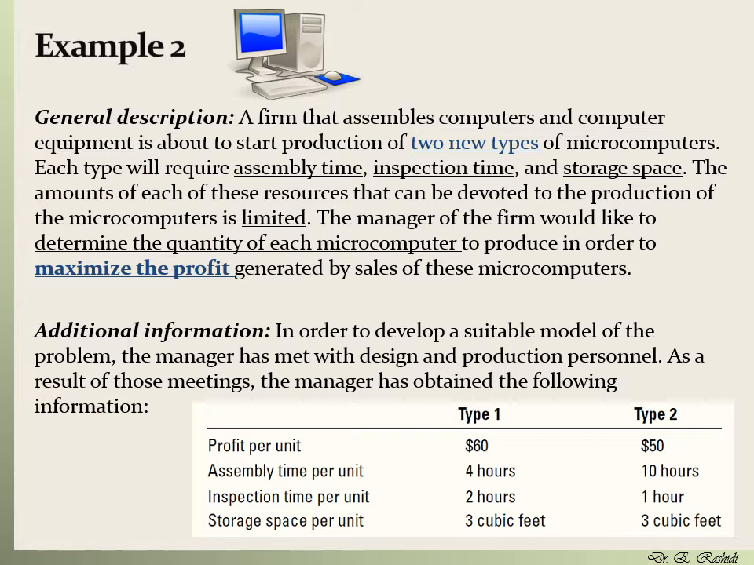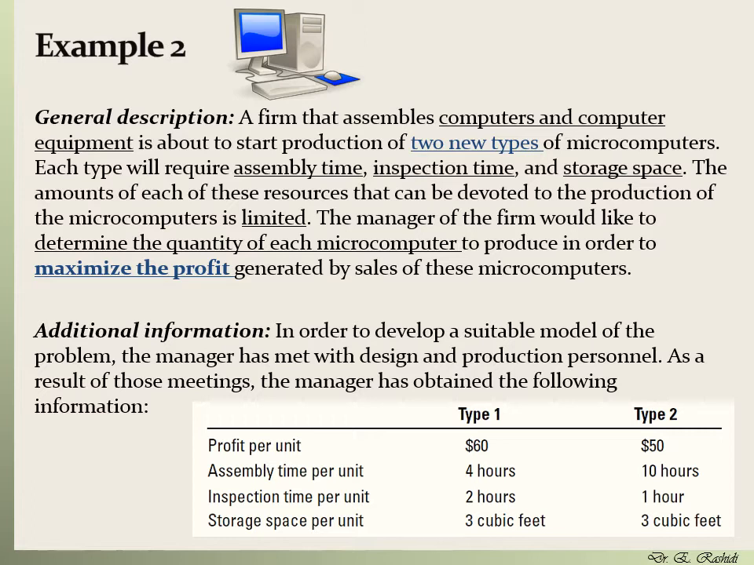A firm that assembles computers and computer equipment is about to start production of two new types of microcomputers. Each type will require assembly line, inspection time, and storage space. The amount of each of these resources that can be devoted to the production of the microcomputers is limited. The manager of the firm would like to determine the quantity of each microcomputer to produce in order to maximize the profit generated by the sales of the microcomputers.